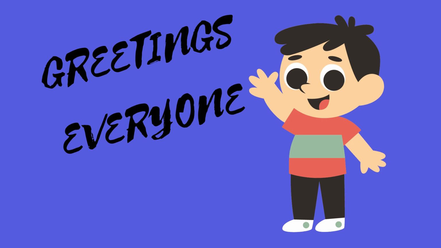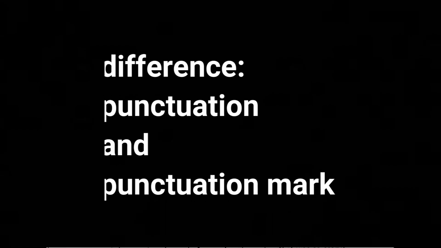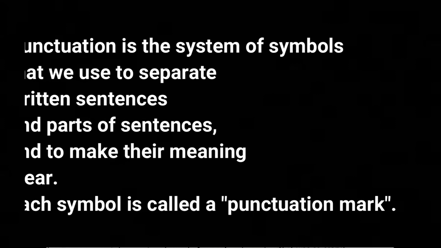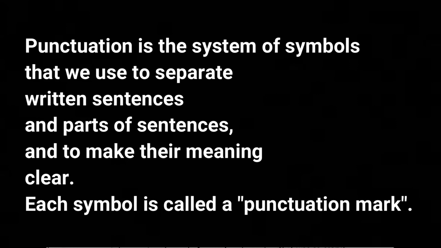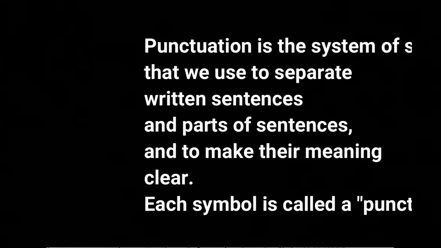For today's session, we'll be working on a topic, and the name of the topic is punctuations. For starters, let's begin with the difference between punctuation and punctuation mark. Punctuation is the system of symbols that we use to separate written sentences and parts of sentences, and to make their meaning clear. Each symbol is called a punctuation mark.